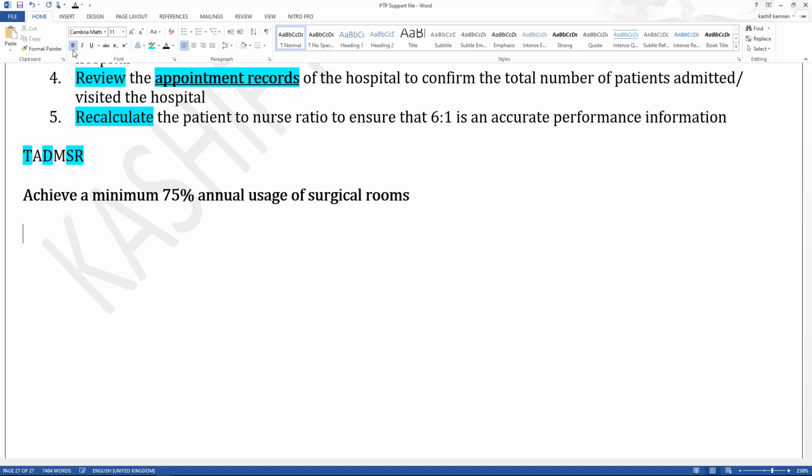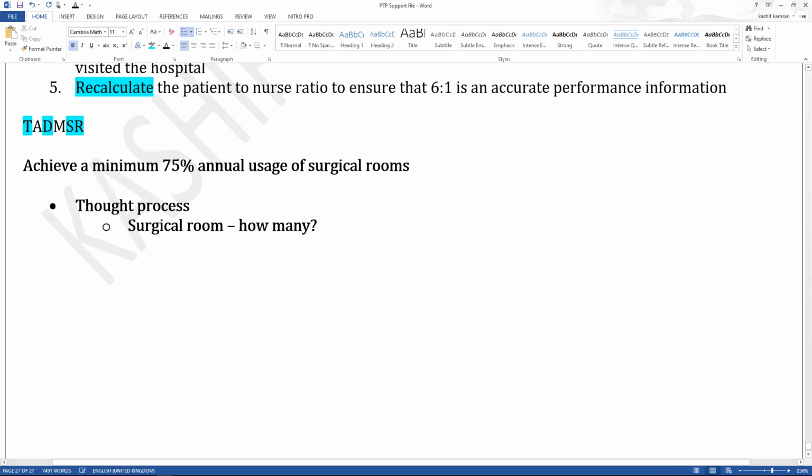Right. So first of all, I'm not giving you a procedure. I'm giving you a thought process. I hope this thought process will help you extract a procedure. First of all, should I know the number of the surgical rooms or not? Surgical rooms, how many? Should I know this? Good.